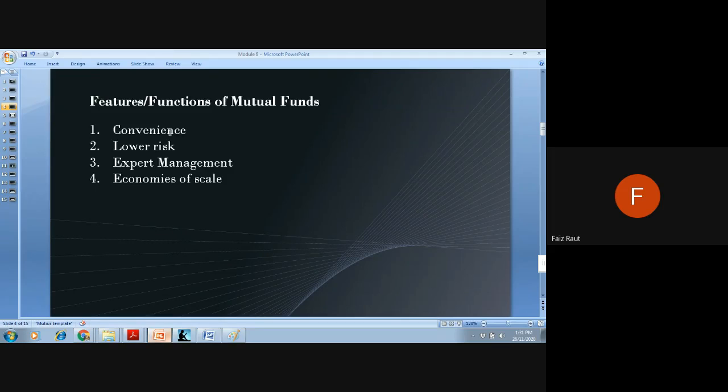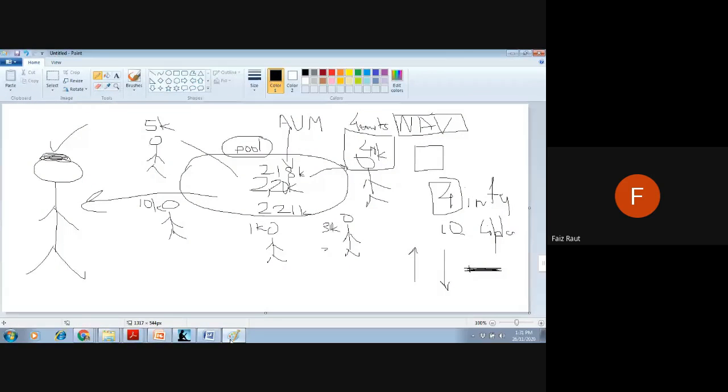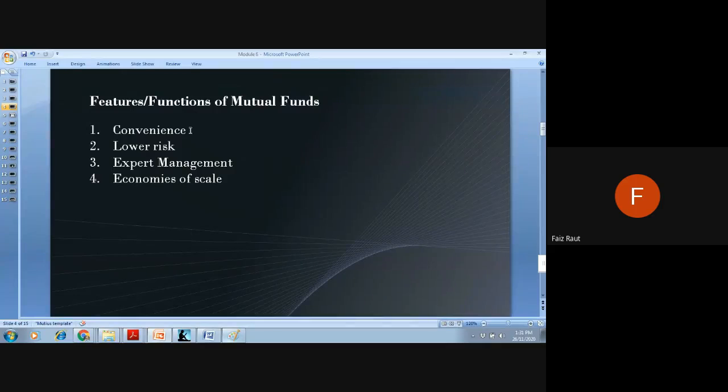Okay, first is convenience, then lower risk, expert management, and economies of scale. Okay, I have covered this. If you can write it on your own. But convenience में क्या है?